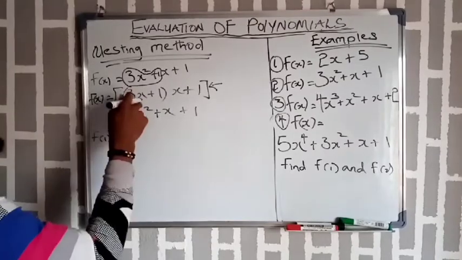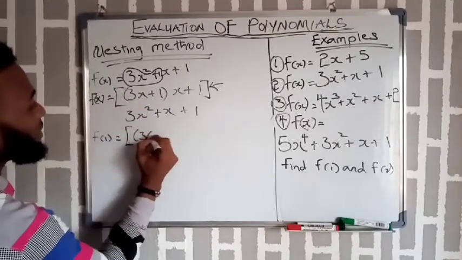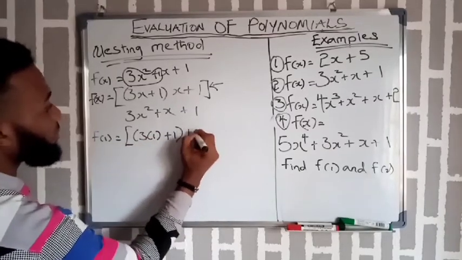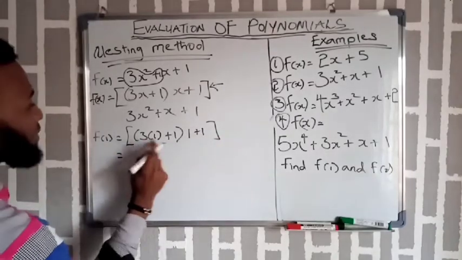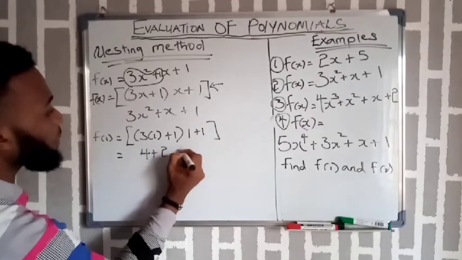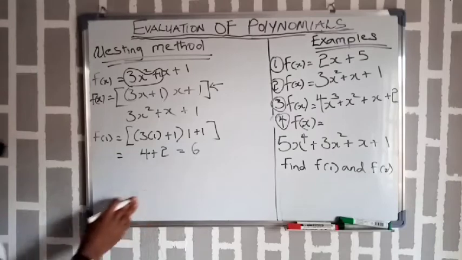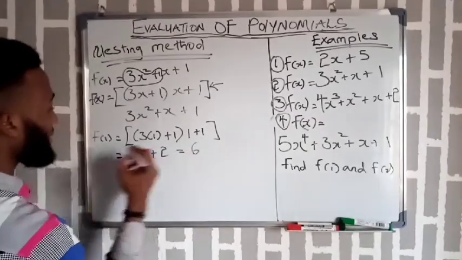That's simply saying add 1 into this, which is 3 times (1 plus 1) plus 1, plus 1. This becomes 3 multiplying 3, that's 3 plus 1, that's 4 plus 2, which equals 6. That's saying f of 1 is 6.